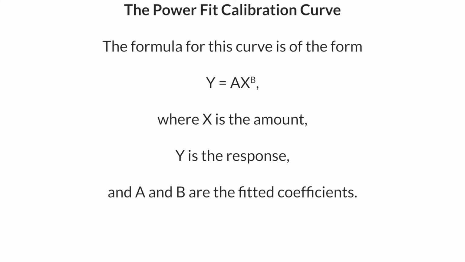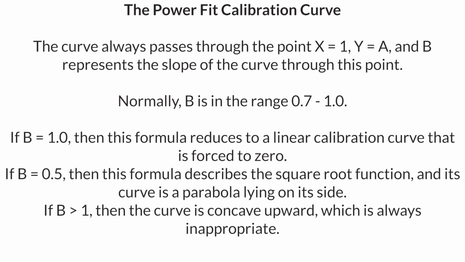The formula for this curve is of the form y equals a times x raised to the power of b, where x is the amount, y is the response, and a and b are the fitted coefficients. The curve always passes through the point x equals 1, y equals a, and b represents the slope of the curve through this point. Normally, b is in the range 0.7 to 1.0.